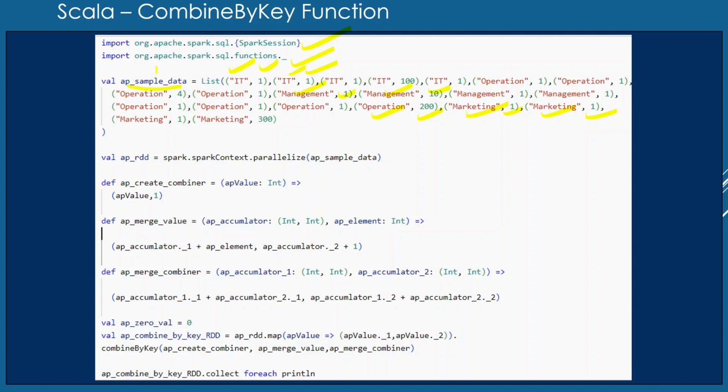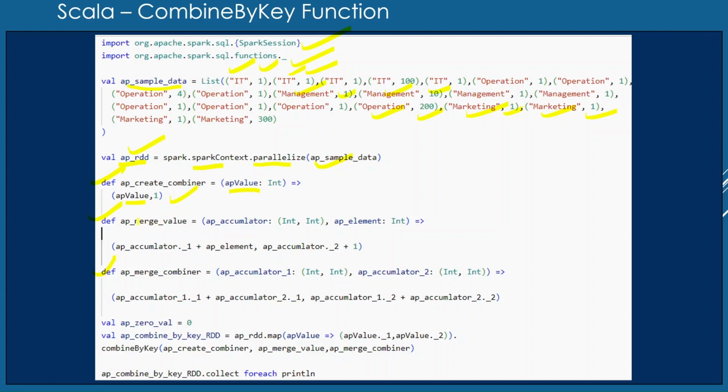With the help of this list variable, I am going to create this RDD with the Spark context, and the method name is parallelize, passing this list object which contains the data. Once this RDD gets created, I'm creating three functions. The first function is known as createCombiner. Here I'm passing one variable, and I'm returning the variable itself, and I'm also returning one. So two things I'm returning here.